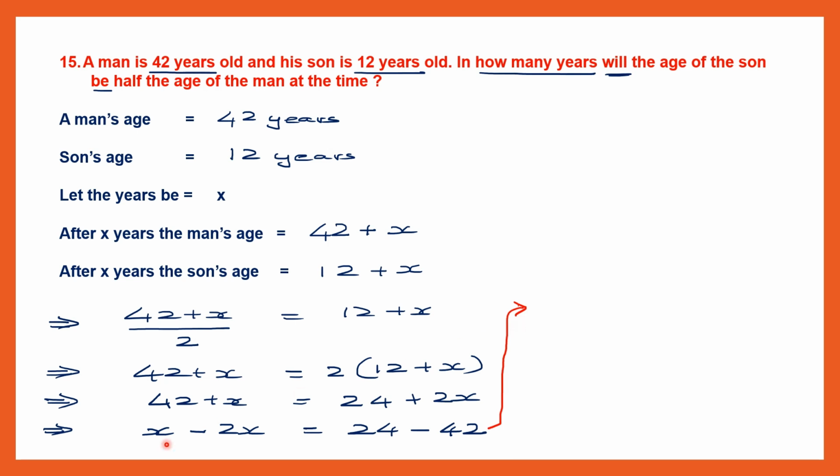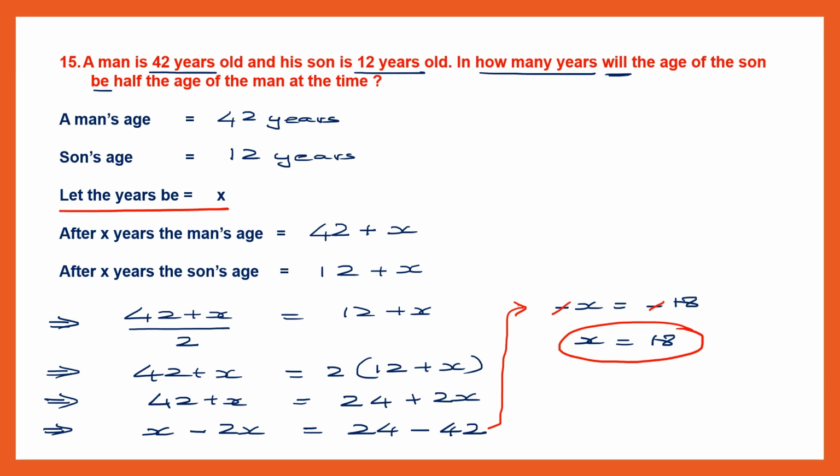So now let's continue here. x minus 2x is minus x. So minus x is equal to 24 minus 42, which is minus 18. So we can cancel the minus signs. So now we know x is equal to 18. So we have found the first part, that is x is equal to 18. Now let's substitute it and find out. We said x is the number of years. So that is what we've been asked to find. After how many years will this happen? And we have found the number of years to be 18.